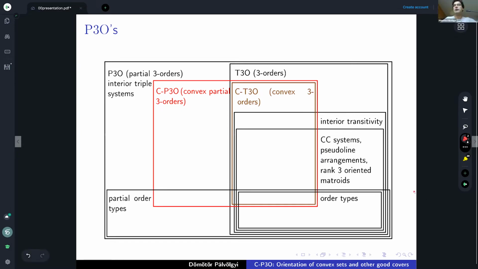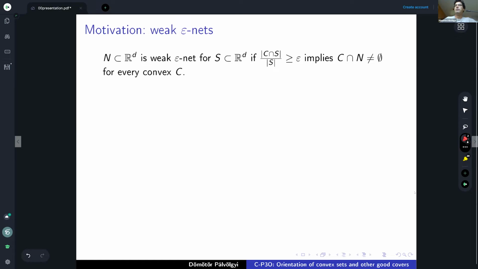Okay, so let me go on. Let me give you my motivation. My motivation comes from weak epsilon nets. So a point set, a finite point set in some Euclidean space is called a weak epsilon net if whenever you have a set in that space that contains a large fraction of those points, at least an epsilon fraction, then this net will intersect that set.